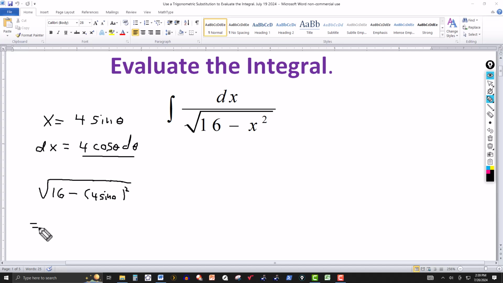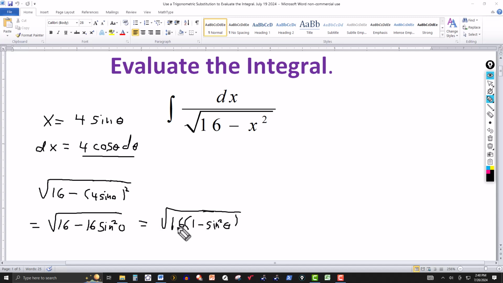So this is going to equal the square root of 16 minus, and then square the 4 sine theta gives me 16 sine squared theta. And then I factor out the 16, so that would give me the square root of 16 sitting under the radical here, times 1 minus sine squared theta. We take the square root of this product, so the square root of 16 is 4, which comes outside the radical. We're dealing with positive values here.